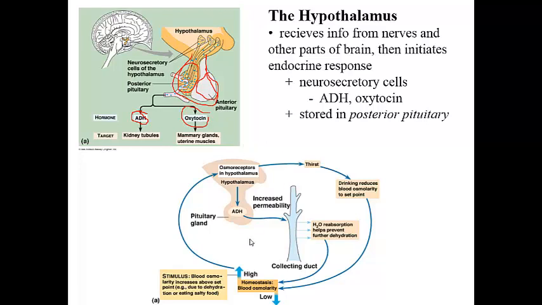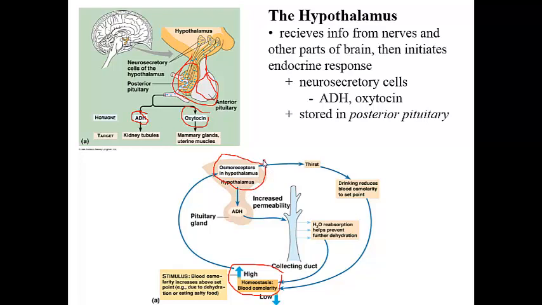ADH is used in a negative feedback loop that is utilized within the body to regulate our blood osmolarity. Your blood osmolarity is the amount of solute within your blood. If your blood osmolarity goes up, you have too much solute, which means that you have too little water or you're dehydrated. You have osmoreceptors in your hypothalamus that are constantly analyzing your blood osmolarity.